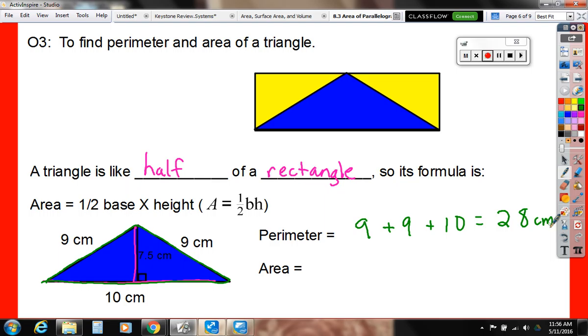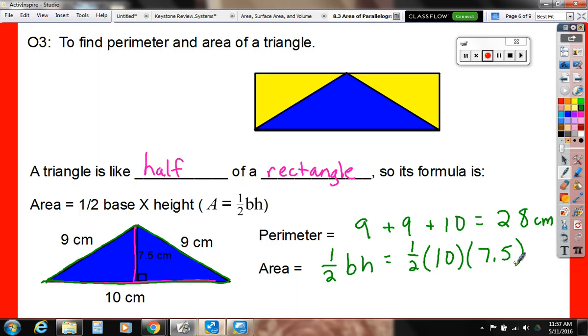Okay, now to find my area. My formula is 1/2 base times height. So I'm going to take half of the base, 10, times the height, 7.5. Now I could do this two ways. I could do 10 times 7.5, and then to take half of that, I could divide by 2. It also works just to take half of one of the numbers and then multiply it by the other number.